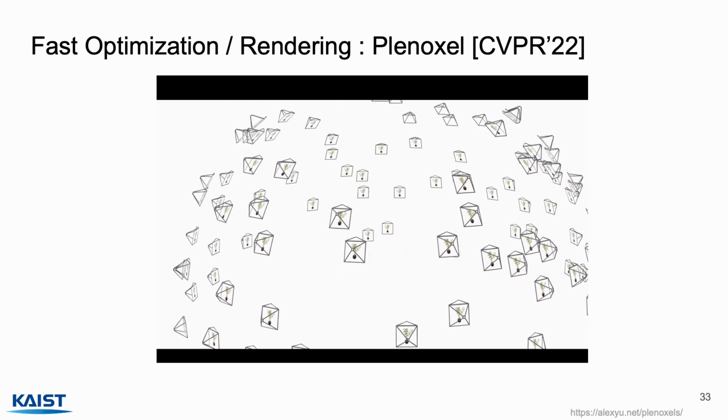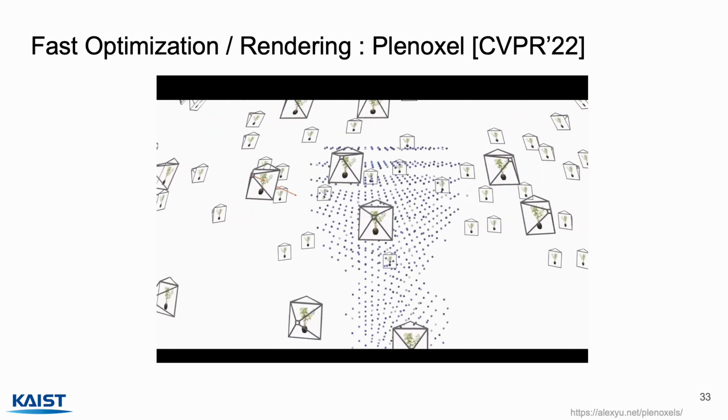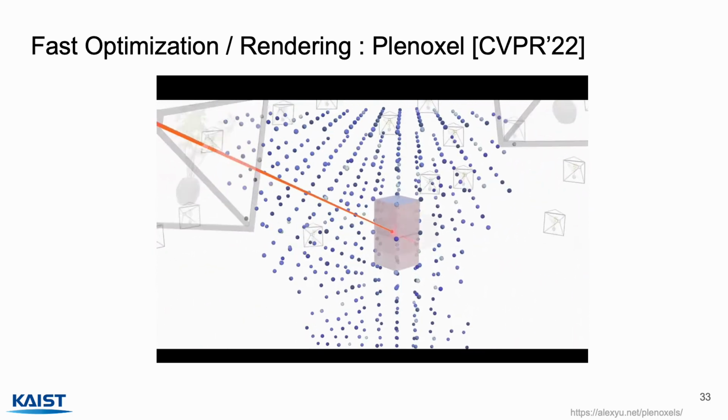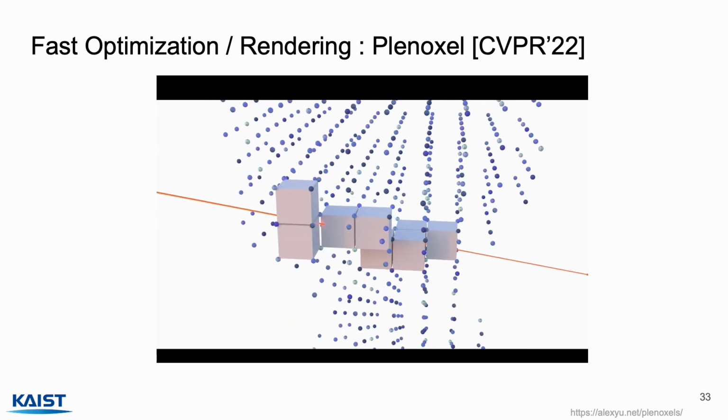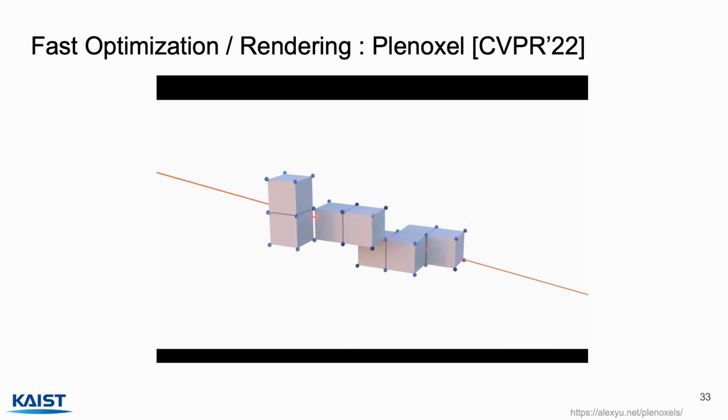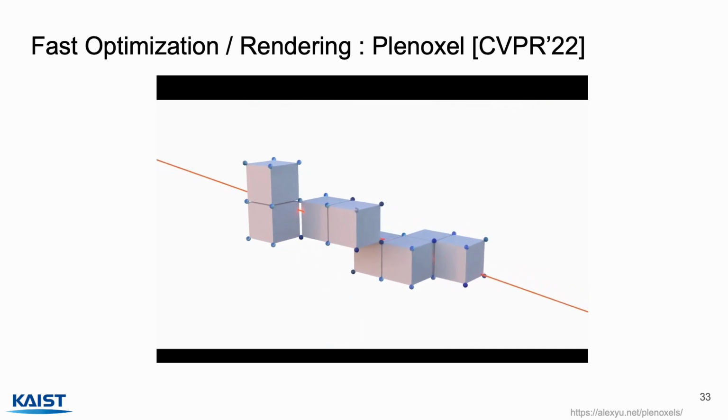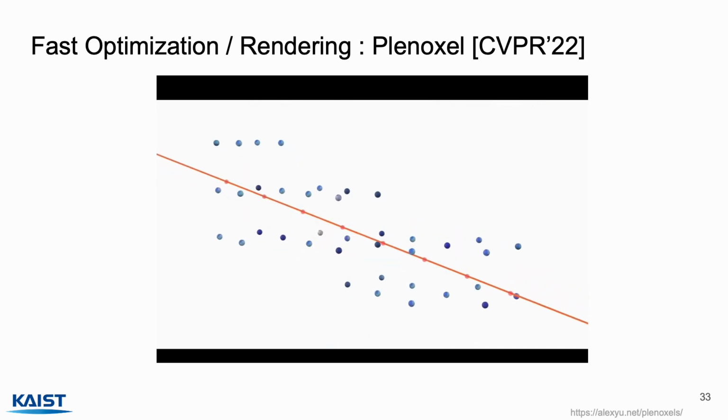And the overall pipeline looks just like NeRF, but it has explicit voxels in it, and that could be optimized to the scene within a couple of minutes. And since we're only fitting voxel parameters, we don't use any neural network at all.